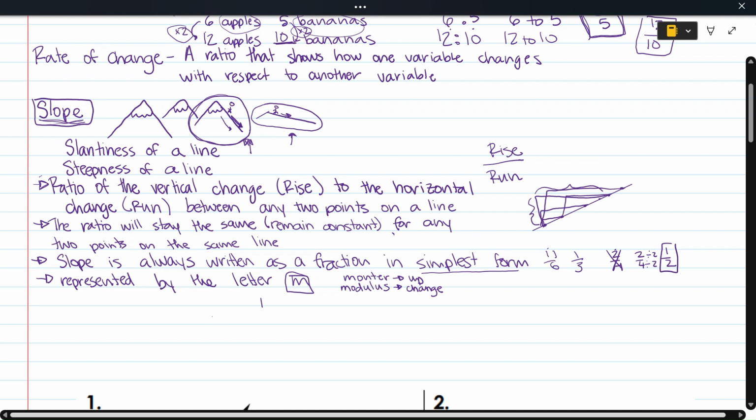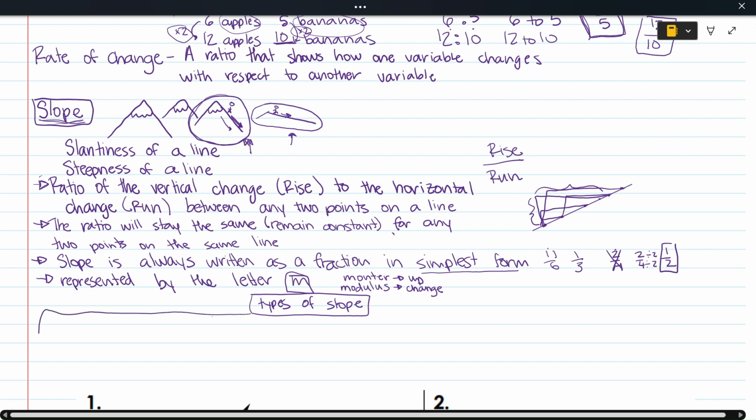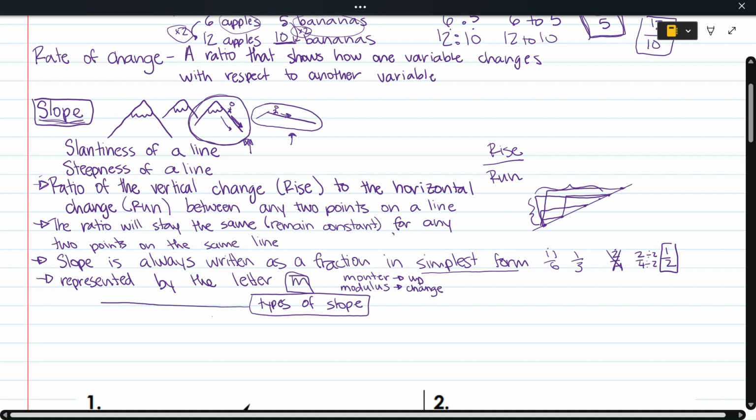There are 4 types of slope for our purposes. If you get into calculus and linear algebra and some higher types of math, there might be more types of slope, but right now, since we're just learning it, we only have 4 types that we need to remember. Let me draw a table.